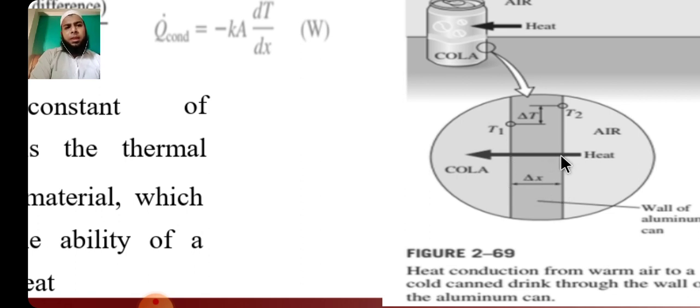low thickness. The thickness will be delta x, and the heat transfer is directly proportional to the temperature difference. The higher the temperature difference, the higher will be the conduction heat transfer rate. Like we have an ambient temperature of 30 degrees centigrade, and the refrigerated cola bottle is at around 16 degrees centigrade. So we have a difference of 14 degrees centigrade, delta T. So if we make a higher temperature difference, a higher conduction transfer will take place.